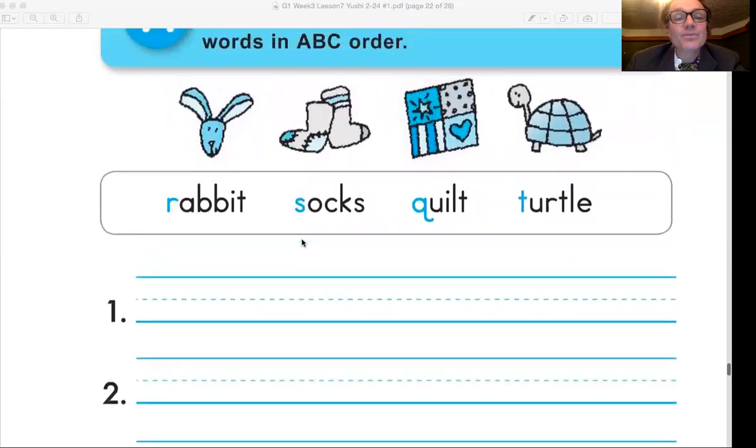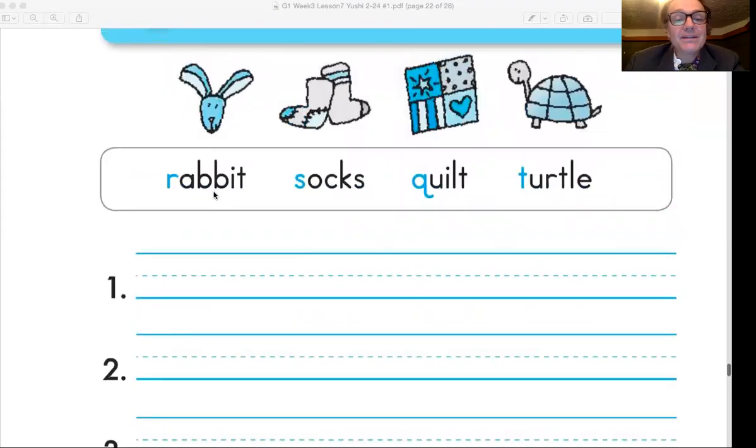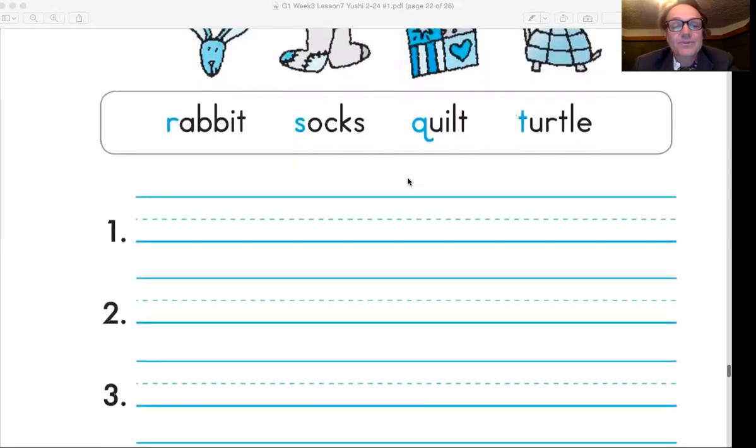Here we have some words, and we're going to put them in the proper order. We have a rabbit, we have socks, we have a quilt, we have a turtle. I bet you that, remember how last time the words were all lined up? Let's line this one up. Let's go through the alphabet till we find one of these. A, B, C, D, E, F, G.